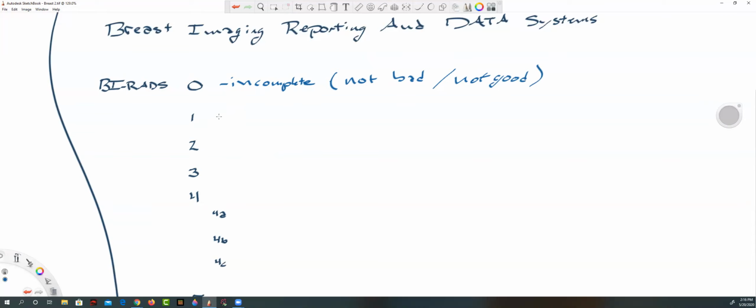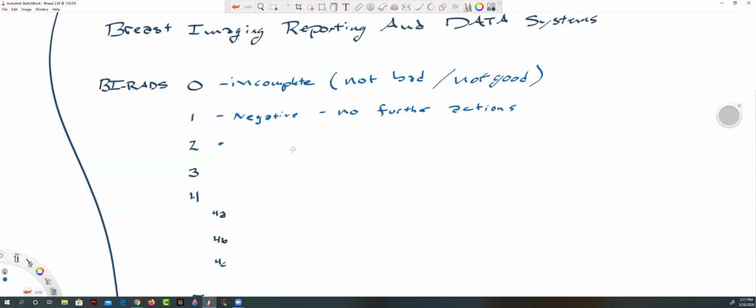So BI-RADS 1, negative. And of course, in the medical world, negative is always good. Negative, so no further actions. No follow-up ultrasounds. No fine needle aspirations. Nothing.